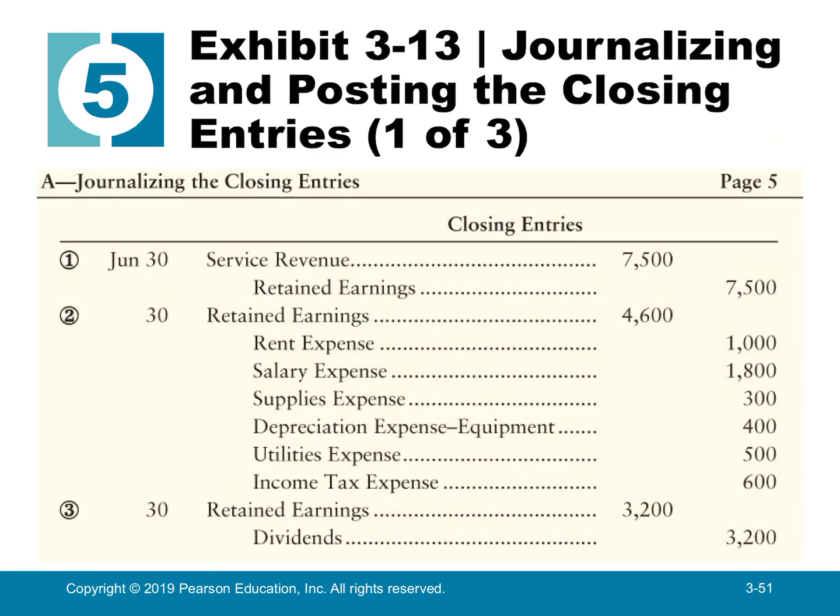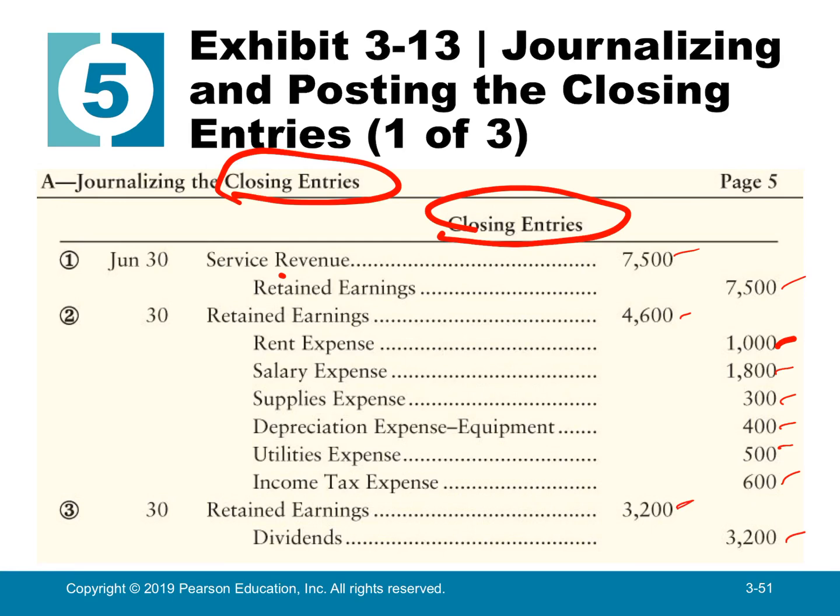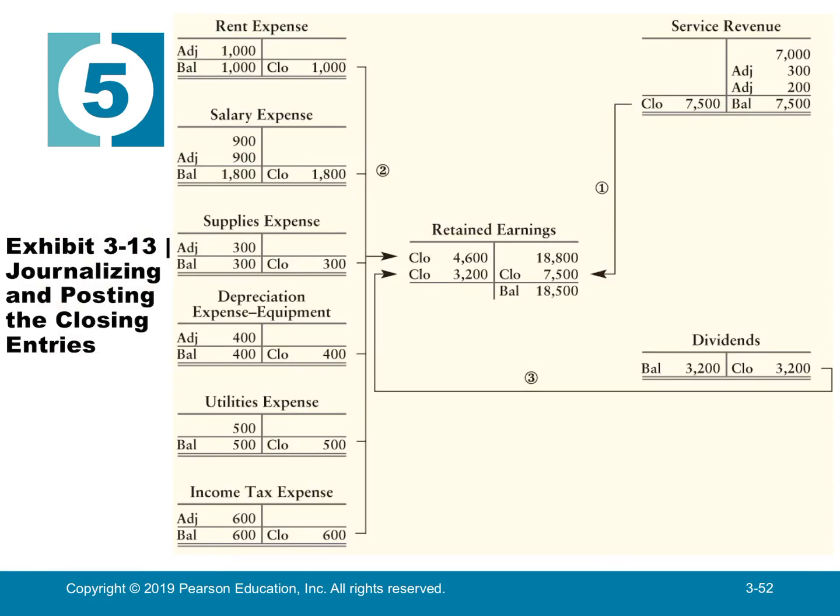So for our example here, here were the journal entries for closing the books, right? The closing entries. Service revenue, we're debiting 7,500 to zero it out. We're putting that 7,500 into retained earnings. Expenses, we're crediting them to zero out all the expense accounts, and we are debiting retained earnings for the total. Dividends, we are crediting to zero out the dividends account in the ledger, and we are debiting retained earnings for the total.